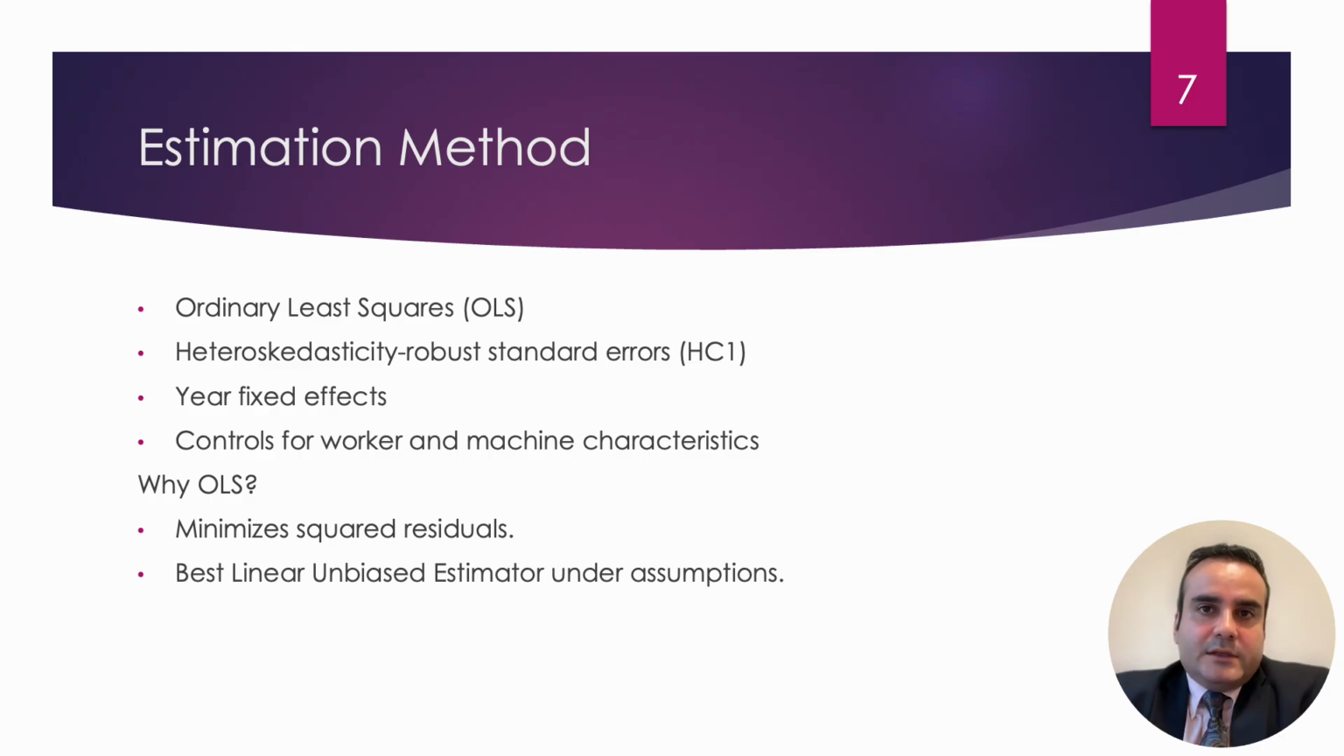The model is estimated using ordinary least squares regression. Ordinary least squares, or OLS, estimates the coefficients by minimizing the squared differences between predicted and observed output levels. To ensure reliable inference, heteroskedasticity-robust standard errors are used. The regression also includes year-fixed effects and several control variables representing worker and machine characteristics.